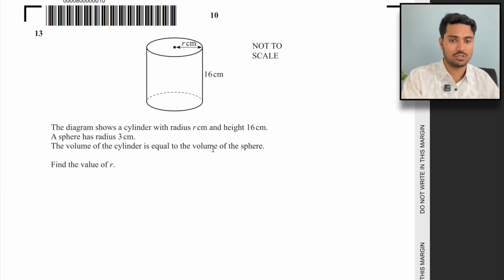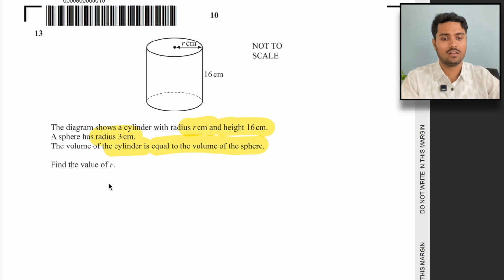Let's move on to the next question, question number 13. We have a cylinder with radius r and height 16 centimeter. Let's read the question. It says the diagram shows a cylinder with radius r and height 16 centimeter. A sphere has a radius 3 centimeter. The volume of the cylinder is equal to the volume of the sphere. Find the value of r.